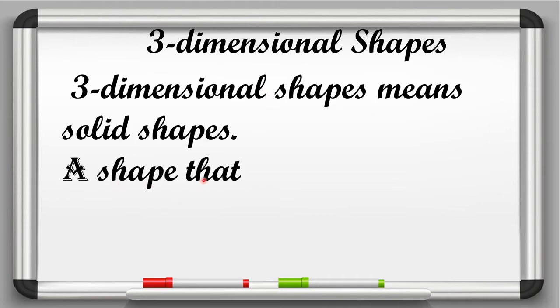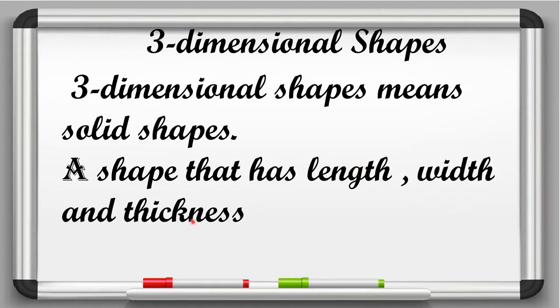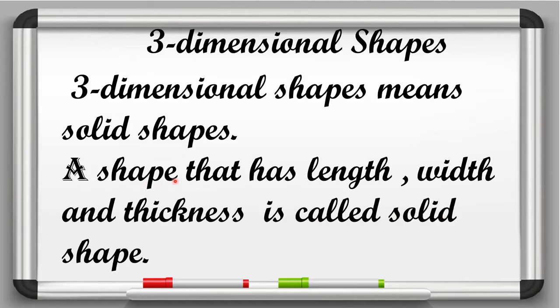A shape that has length, width and thickness is called solid shape. ऐसी shapes बेटा जिनकी length मतलब लंबाई, width मतलब चौड़ाई and thickness means मोटाई. Okay, ये तीन चीजें होती हैं. That shapes are called solid shapes. Or in other words, we can say that a shape that has length, breadth and height are called solid shapes. Understood, beta?